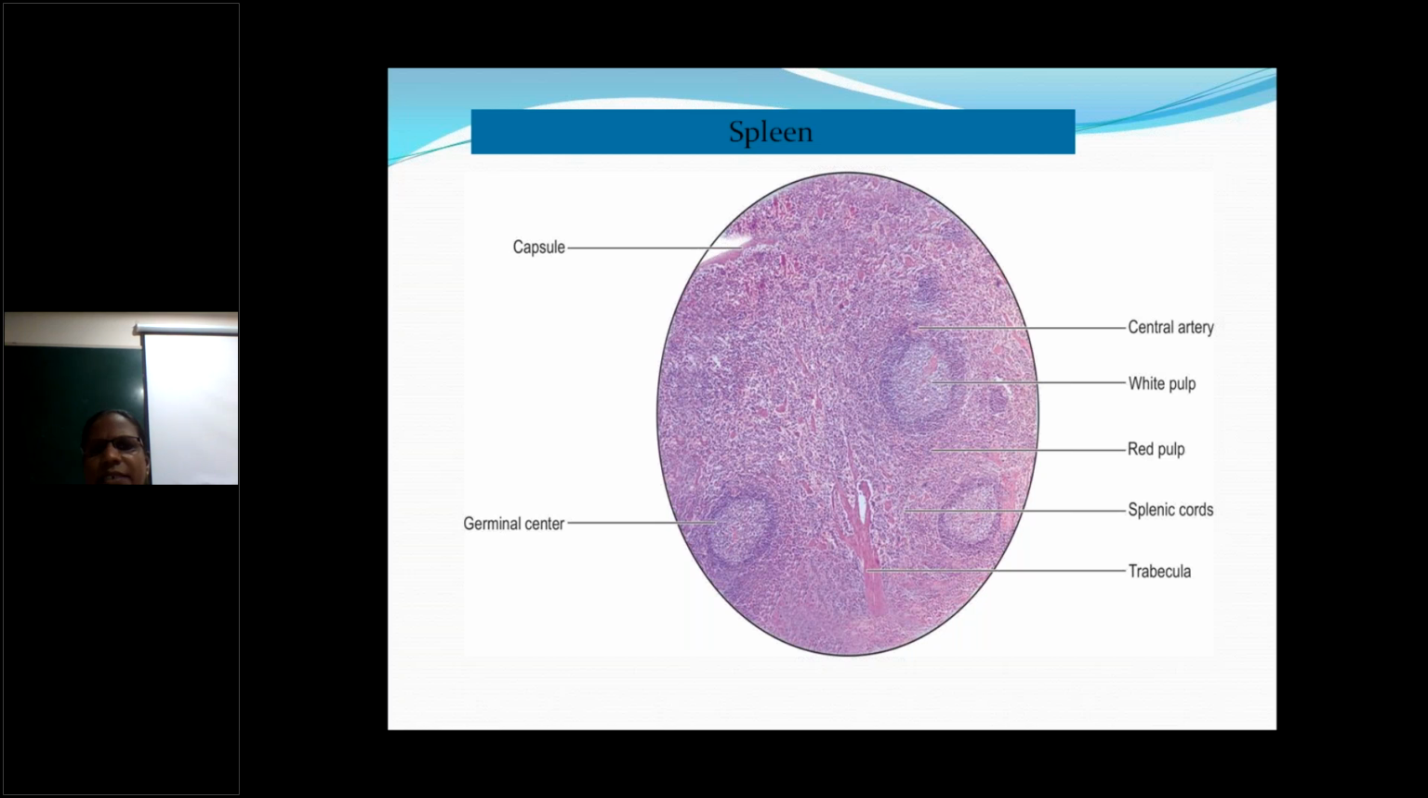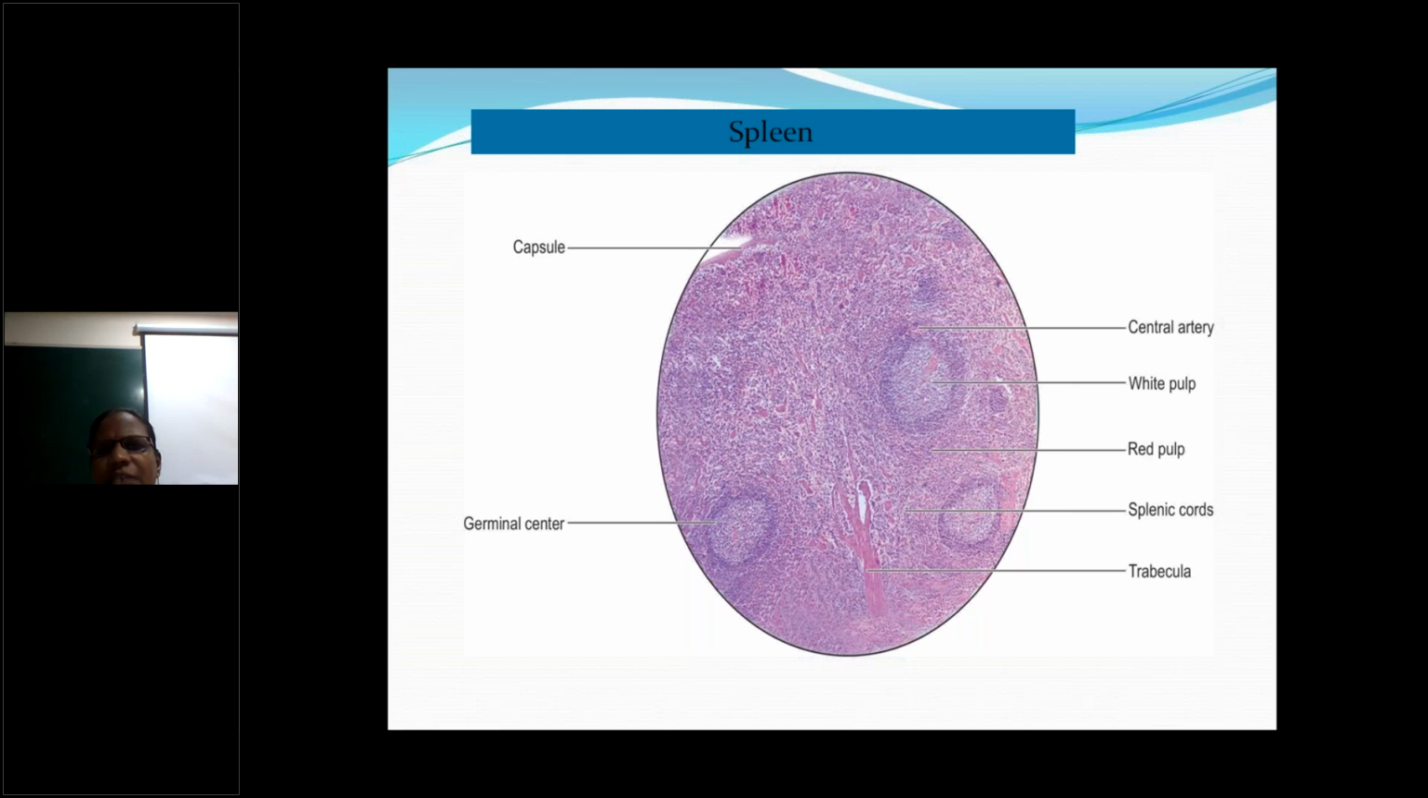So the next slide is the spleen. Only the lymph node has both afferent and efferent lymph vessels. The afferent lymph vessel enters through the capsule. The efferent lymph vessel comes out through the hilum of the lymph node. So purification takes place in the lymph node.